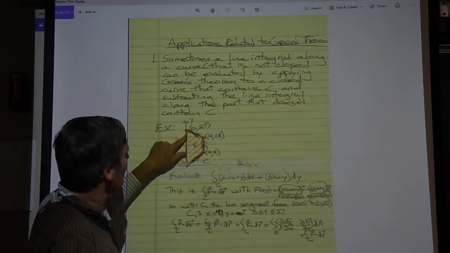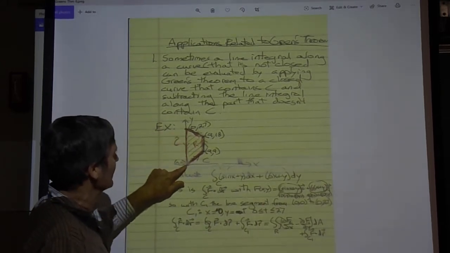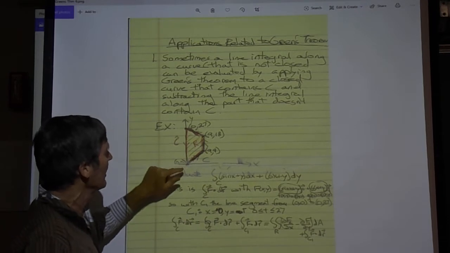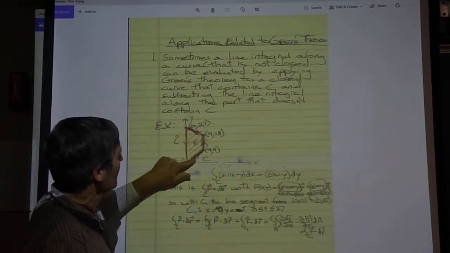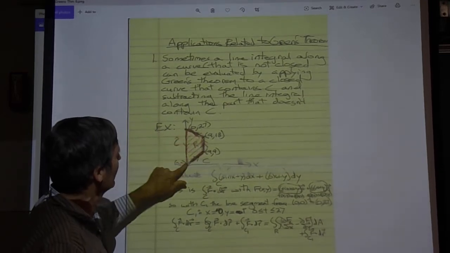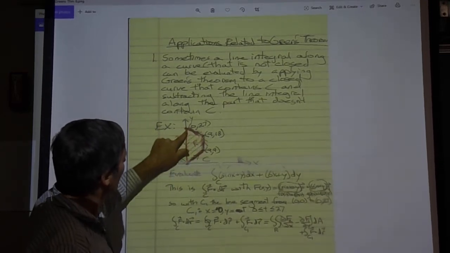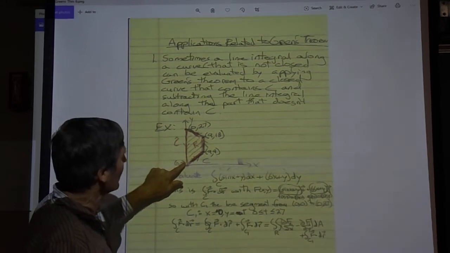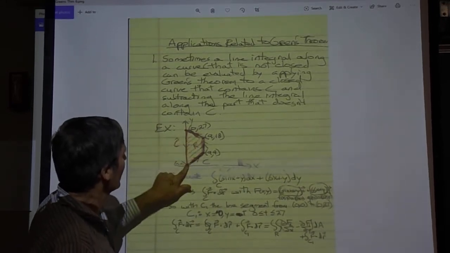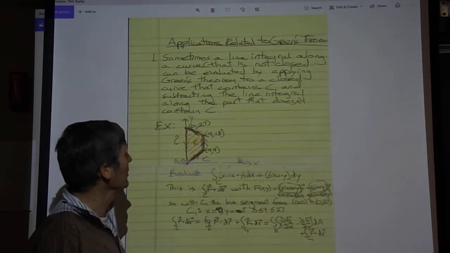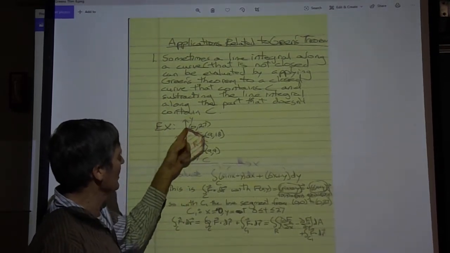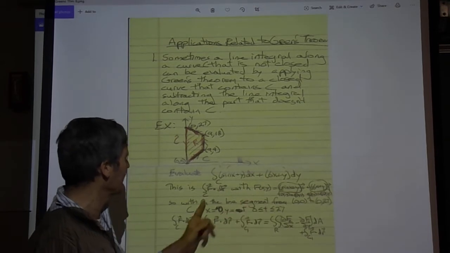However, if I notice that the line integral along the y-axis is actually pretty easy to compute, I realize that the line integral along C that I want is the same as the line integral along here, subtract this part. Or equivalently, line integral all the way around, add going backwards. So that's what I'm going to do to evaluate the line integral along C of this complicated function.